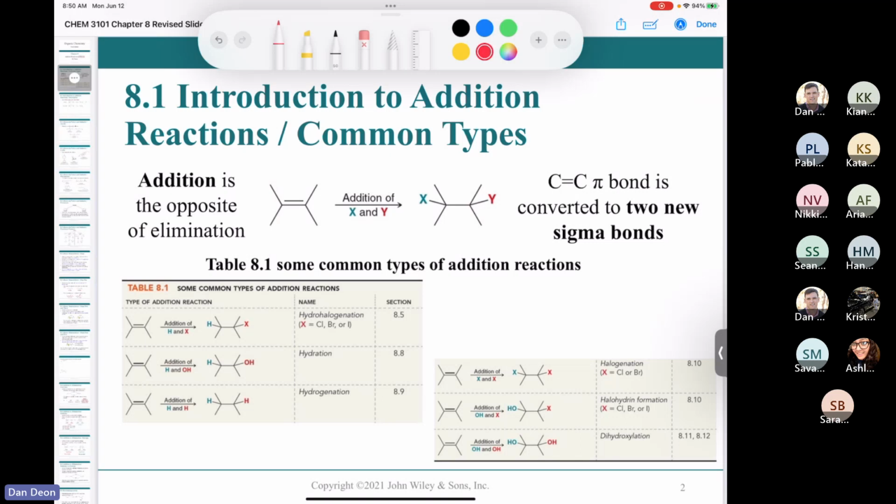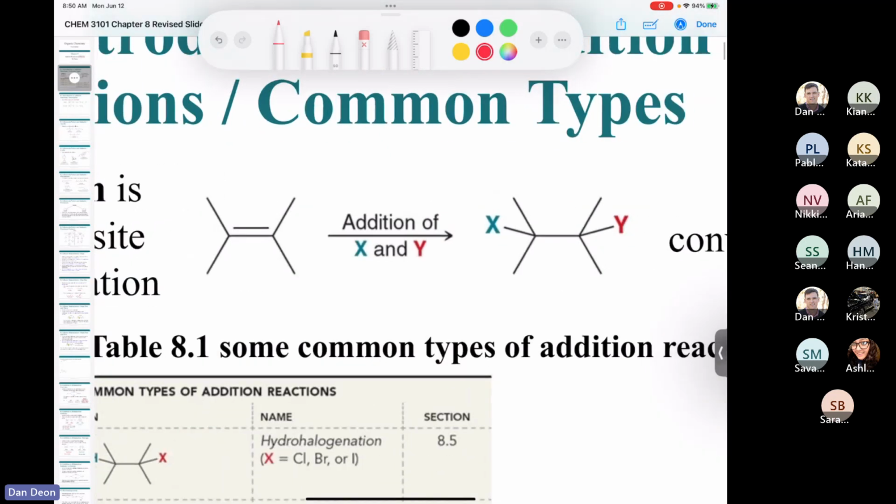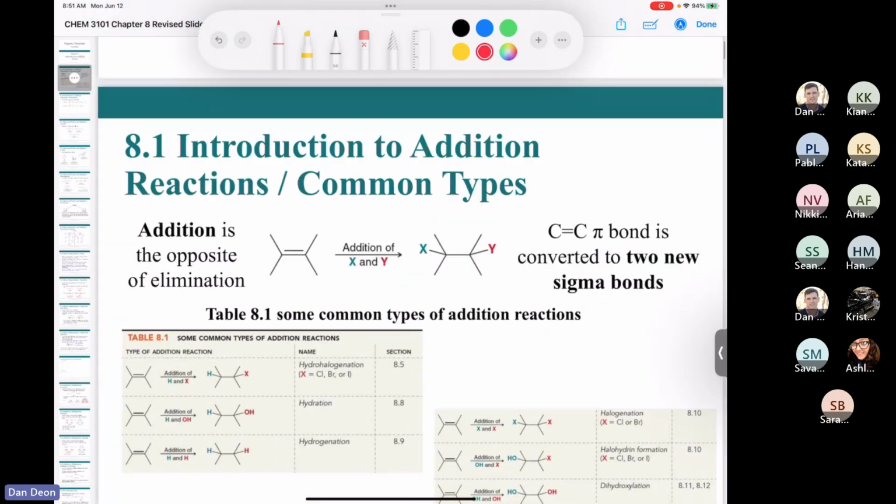Well, we covered elimination, and elimination is when you lost atoms from a molecule to make a double bond, but now we're going to do the opposite. We're going to take an alkene and we're going to add two atoms or two groups to it. And so you see here we get the double bond breaking and we form two new sigma bonds. So that's an addition reaction.